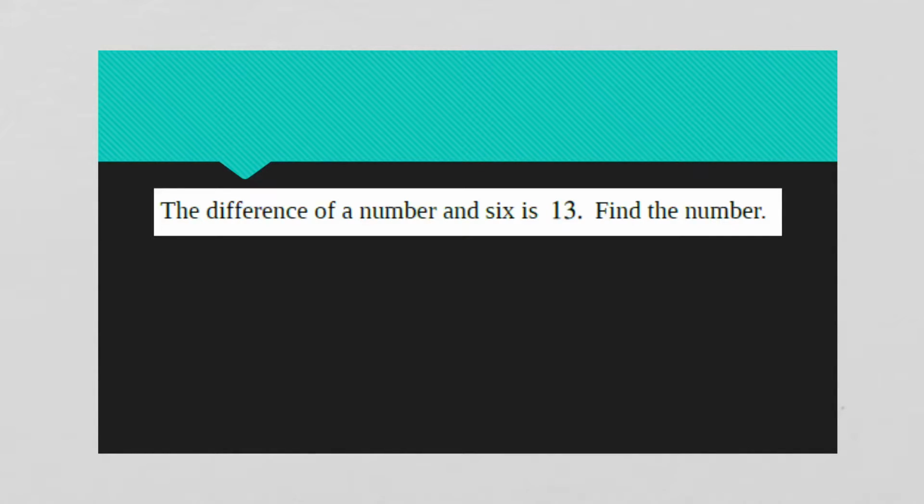Alright, so in this problem it says the difference of a number and 6 is 13. Now remember, difference means subtraction. So we're going to let x be our number, and it says the difference of x and 6 is 13. So I'm going to add 6 to both sides. So x is equal to 19 in this problem.